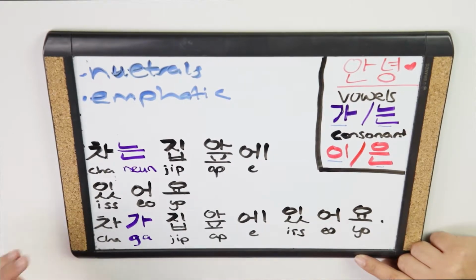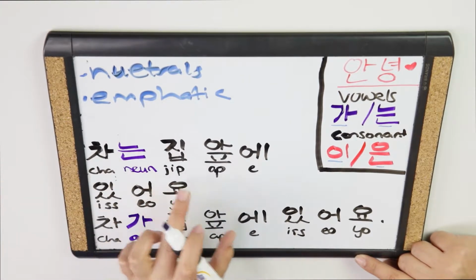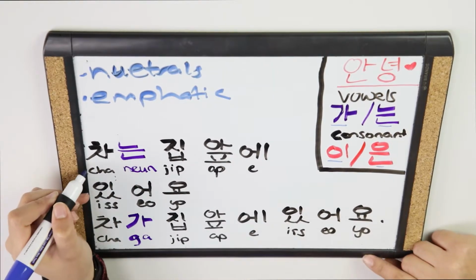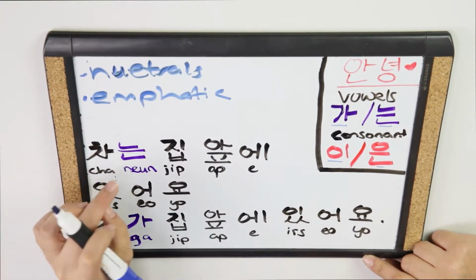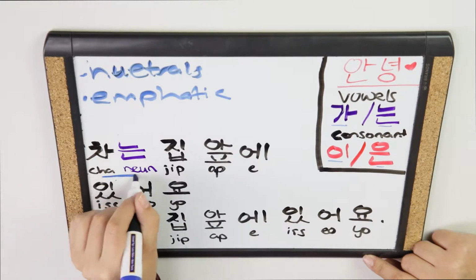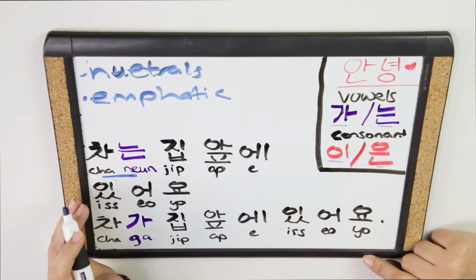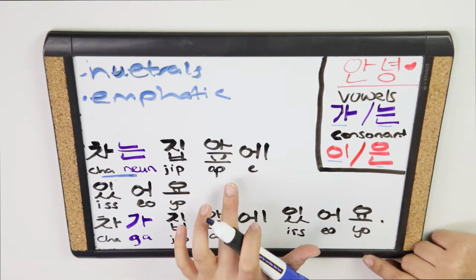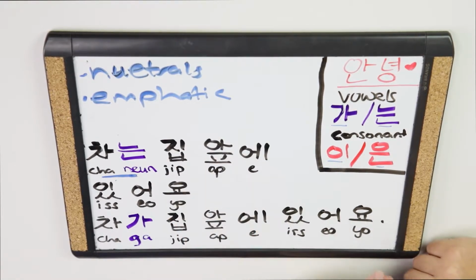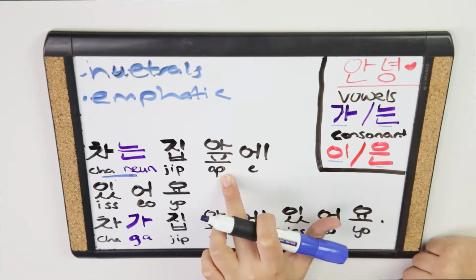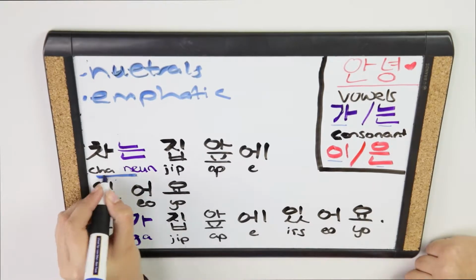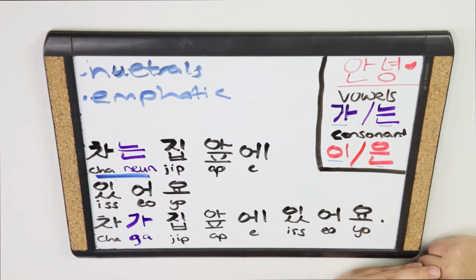So let's read them. 차는 집 앞에 있어요. 차 meaning car. 는, here we're emphasizing the car. So this is the car that we're talking about. 집 in front. 앞에 있어요. 집 is the house, 앞에 is front, 있어요 is to be there. So the car is in front of the house. We are really emphasizing that this car is in front of the house.